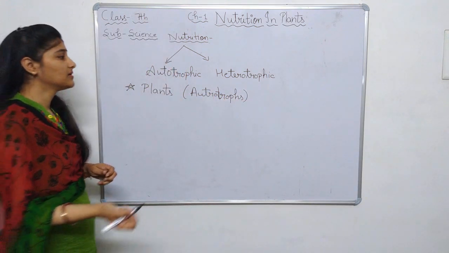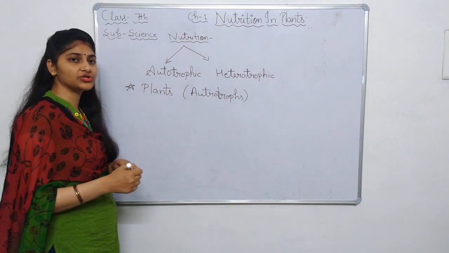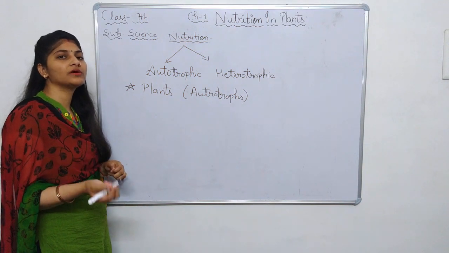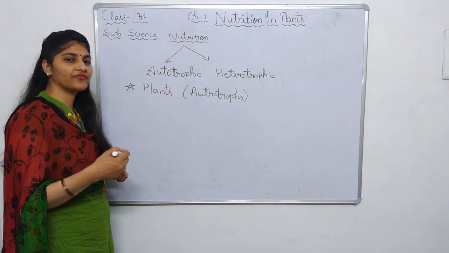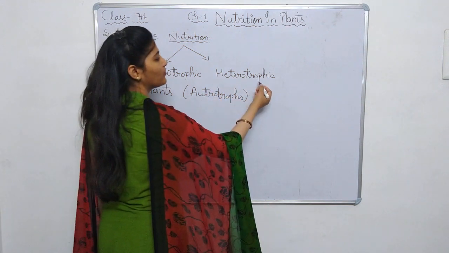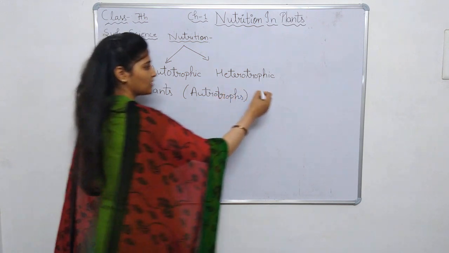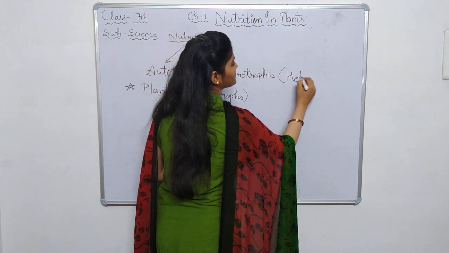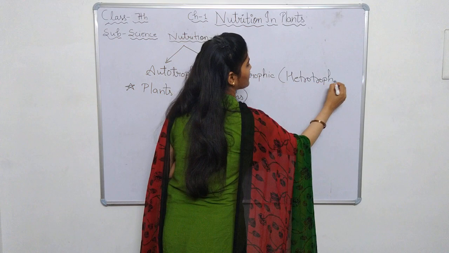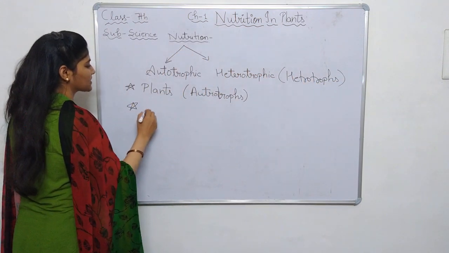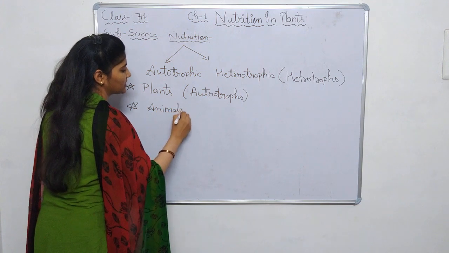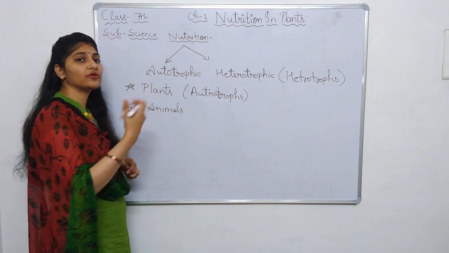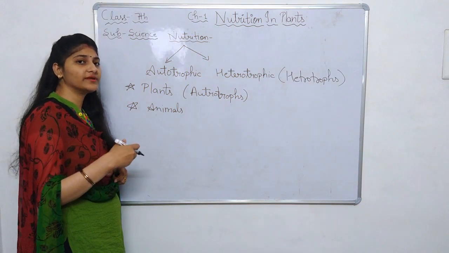On the other hand, if we consider heterotrophic mode of nutrition, animals do not possess the ability to prepare their own food. They have to depend on plants or other animals to take their food. The organisms which have heterotrophic mode of nutrition are called heterotrophs. These are basically animals. That means we are also included in this. We are heterotrophs. We depend on plants and other animals for our food necessity.